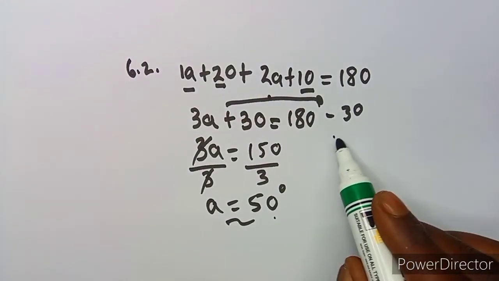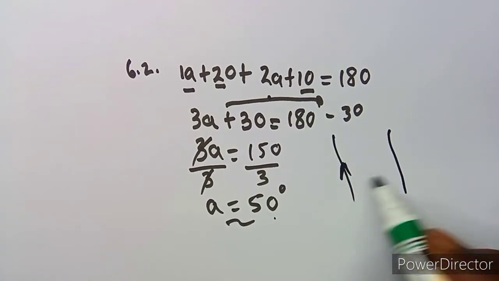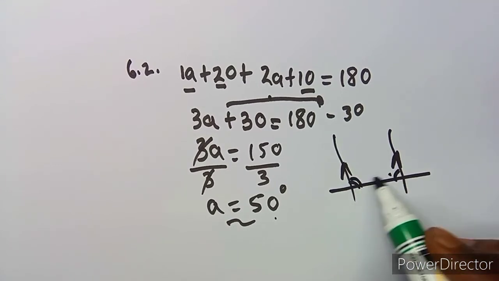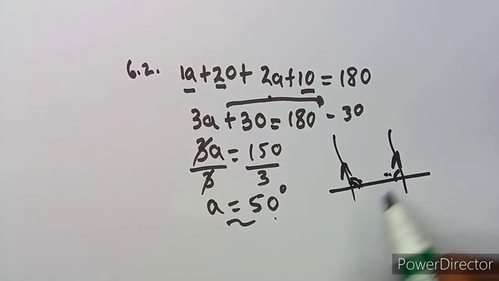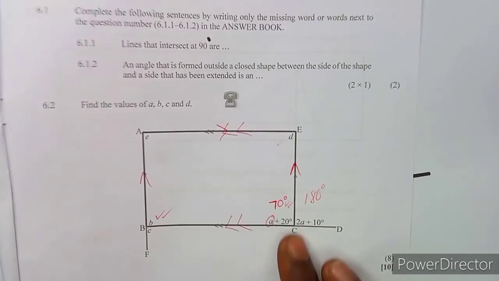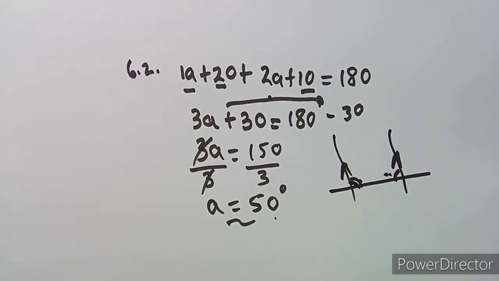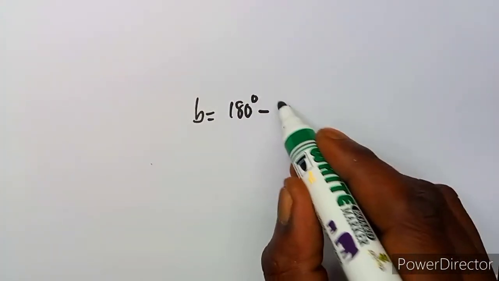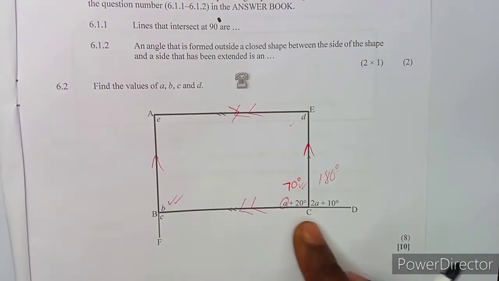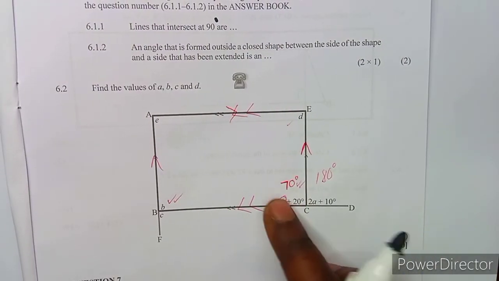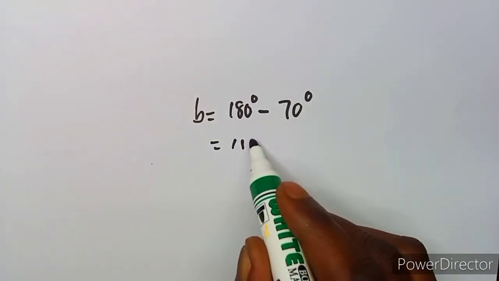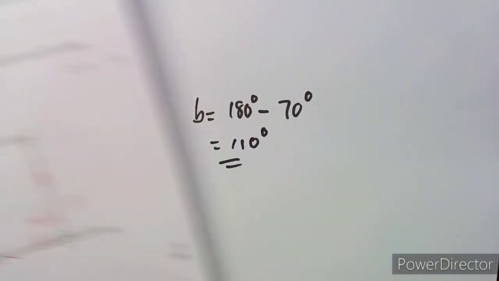From this concept here, if you're given parallel lines like this, these two angles are co-interior angles, they add up to 180. So if you want to find one, you simply subtract from 180. So your B is going to be 180 degrees minus 70. Take note, it's 70 because we said 50 plus 20, so this whole angle is 70. So you're going to obtain 110. So your B is going to be 110.